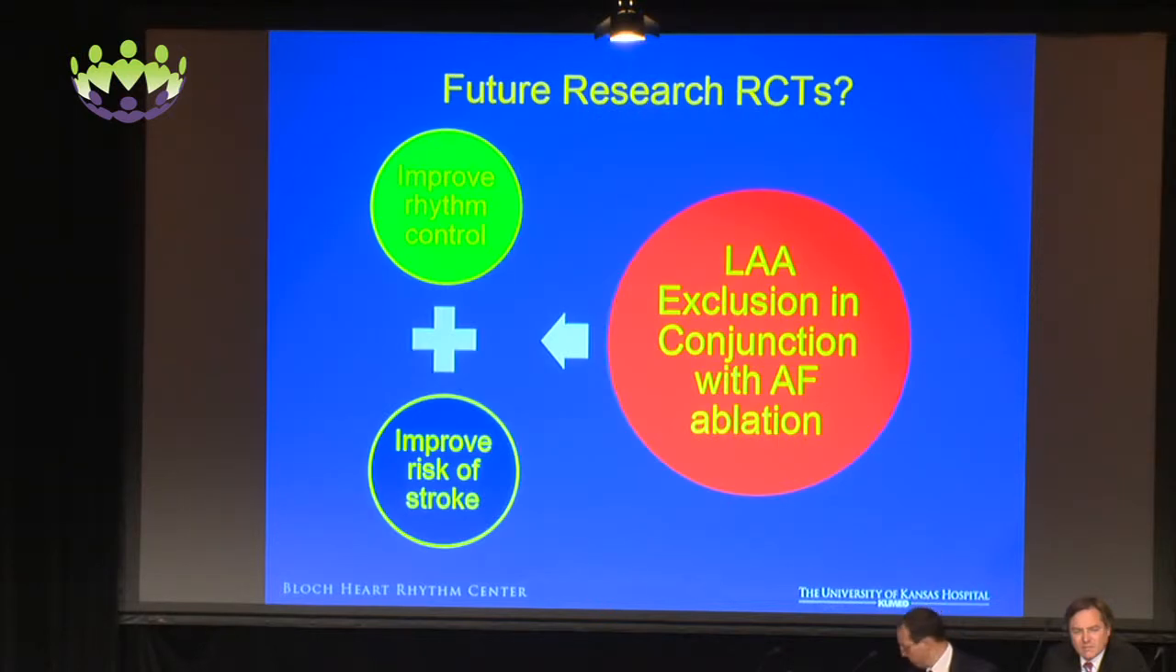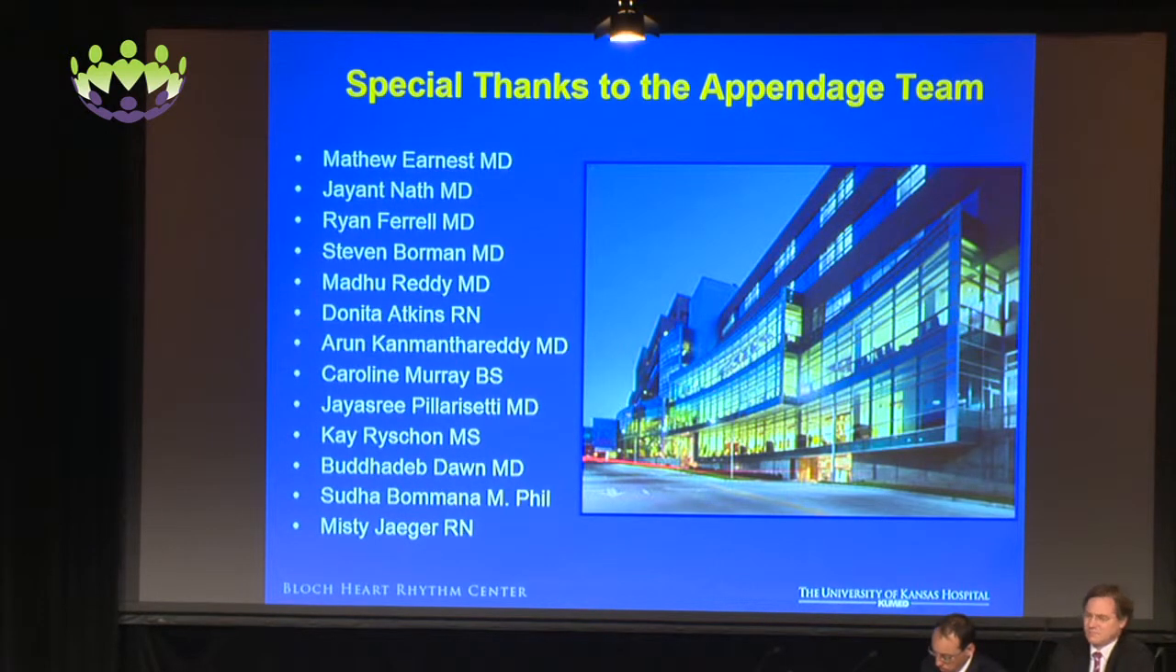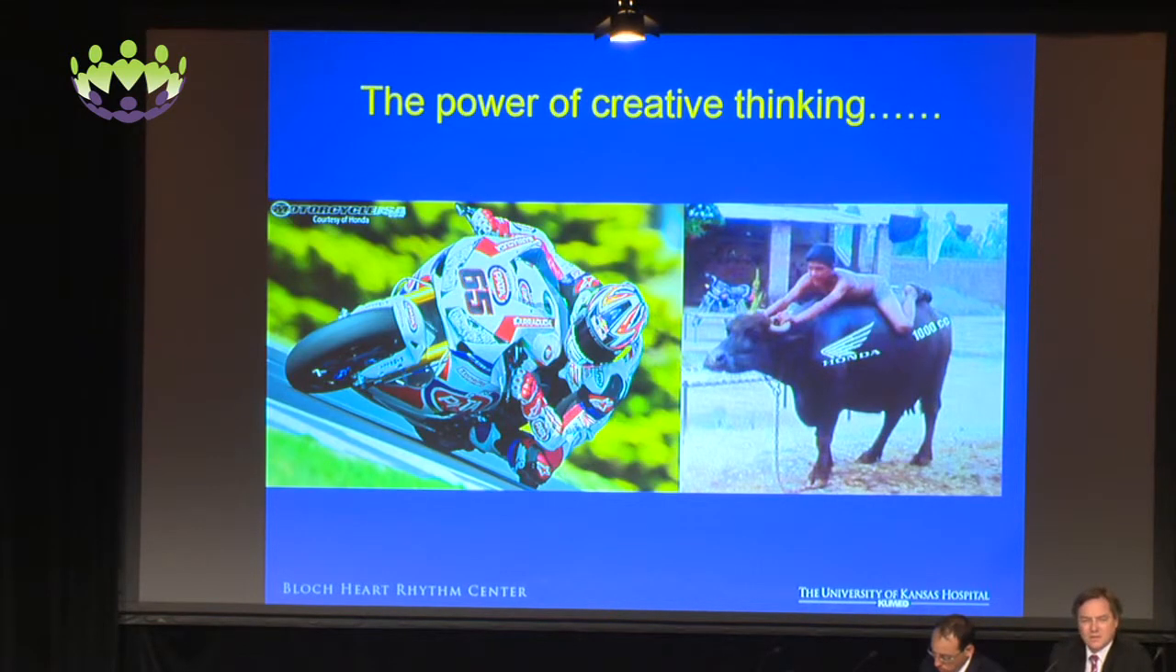It clearly opens up discussions on what is the impact of these devices, both endocardial devices and epicardial exclusion devices, on improving the overall rhythm control as a conjunctive strategy to AFib ablation, which needs to be studied in a more randomized controlled fashion. And how does this really impact the long-term risk of stroke in these patients if you use this as a conjunctive therapy in addition to their AFib ablation? So with that, I stop here and thank my appendage team. And I think the creative power of thinking can really take us a long way.